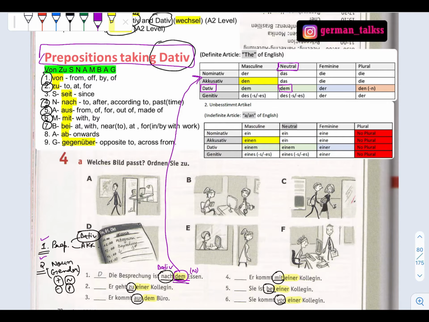Clear? Second, geht zu einer Kollegin. Zu, dative. You can see here, zu takes dative, yes, dative preposition. Kollegin, you can see here it is "in", so feminine. And here they put unbestimmt article. So, dative of feminine. What is the dative in feminine? Einer. That's why they wrote here "einer".